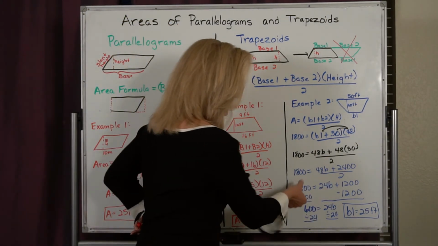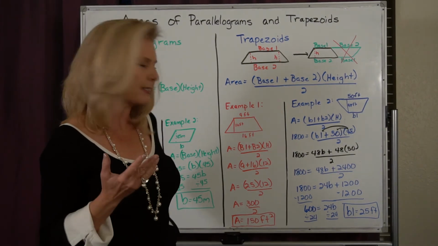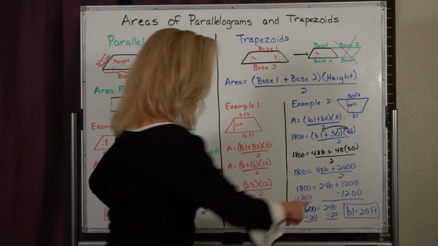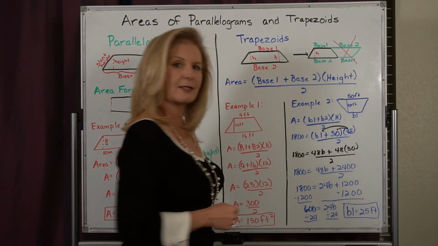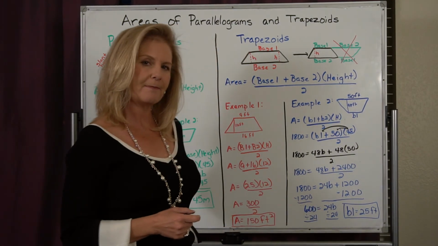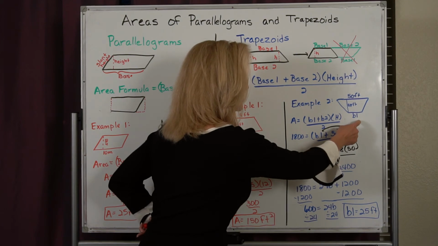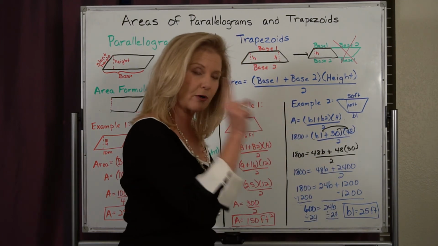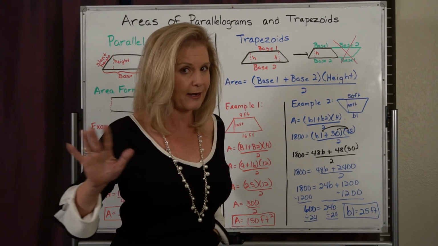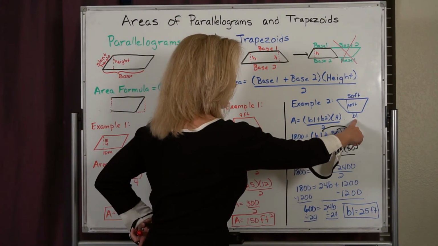So my equation becomes 1,800 equals 24B plus 1,200. Now I have my two-step equation. I'm going to get rid of this 1,200 by subtraction. I'm left with 600 equals 24B. I'm going to divide both sides by 24, and that base 1, which is the shorter length, is 25 feet. I don't use units squared because it's just a one-dimensional measurement. So this would be 25 feet.